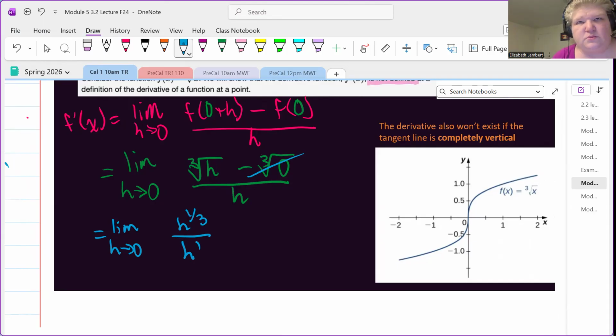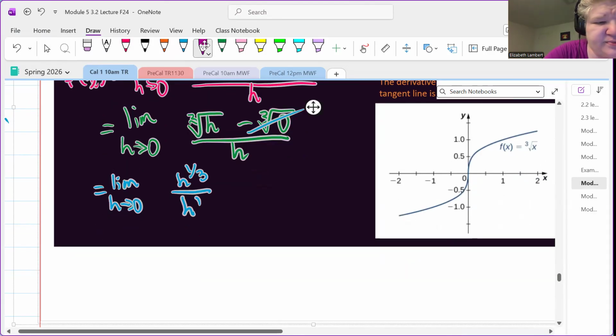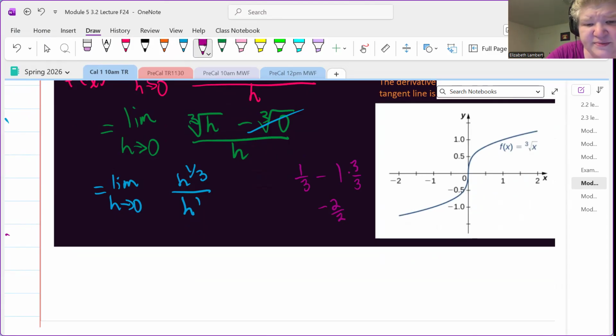We have a thing on top, a thing on the bottom, and they're the same bases with powers, so we can subtract the powers. That's our rule for exponents here. So I have 1/3 minus 1 whole. Let's spitball that off to the side. 1 whole I could multiply by 3/3. So that's 1/3 minus 3/3, which is negative 2/3.